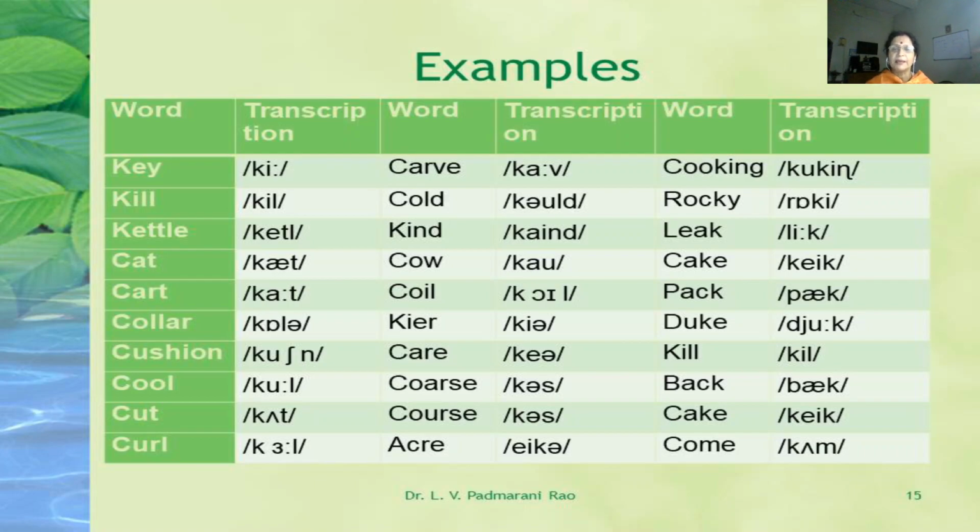P-A-C-K, pack. Here P is aspirated because P occurs in the initial position of the accented syllable. Pack. D-U-K-E, duke. K-I-L-L, kill. K is aspirated. B-A-C-K, back. C-A-K-E, cake. The first is aspirated, the second is not. And C-O-M-E, come. Come. Very good. Repeat the examples again and practice for a better understanding of the sound with aspiration.